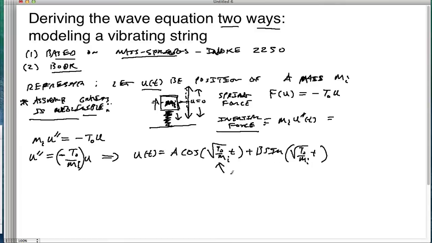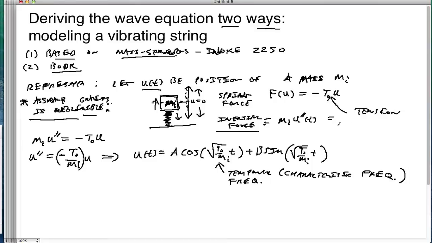And of course this is the temporal frequency, the temporal frequency of the oscillator. We can also call that a characteristic frequency. The characteristic frequency depends on this constant here, the tension constant. It's the spring tension, the material property of the spring, how springy it is, and it's divided by the mass, which normalizes that springiness with how big the mass is.